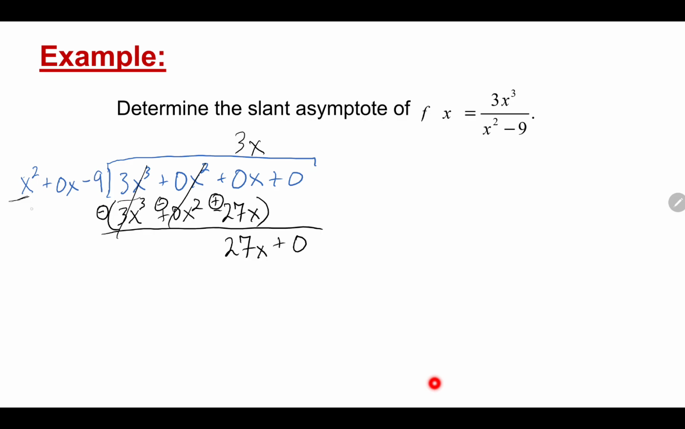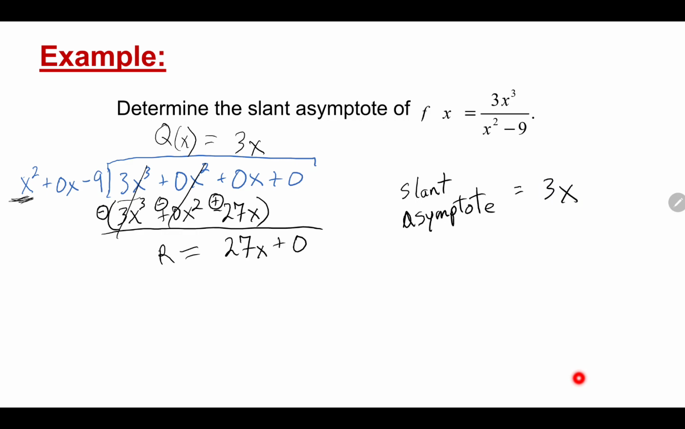Now, there's nothing I can multiply x squared by to get a single x. So this is my remainder here. And this is my q of x. So my slant asymptote is 3x.